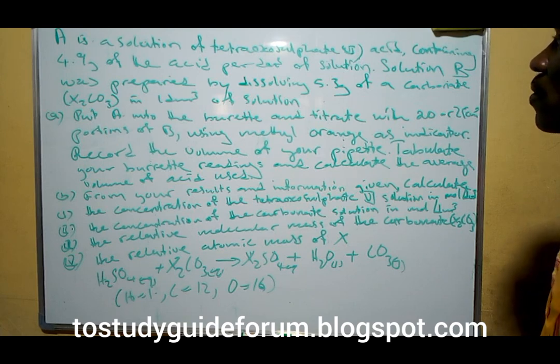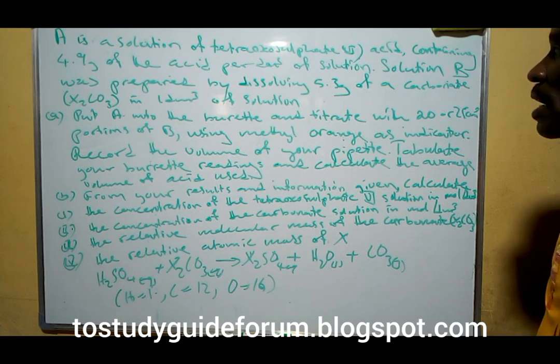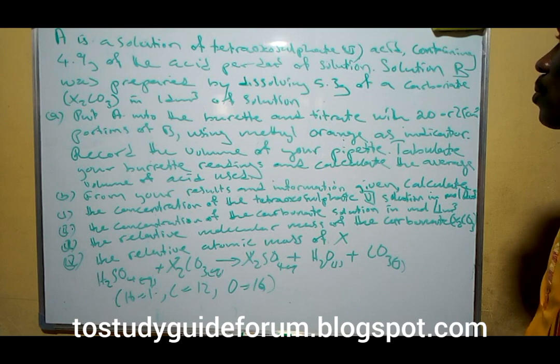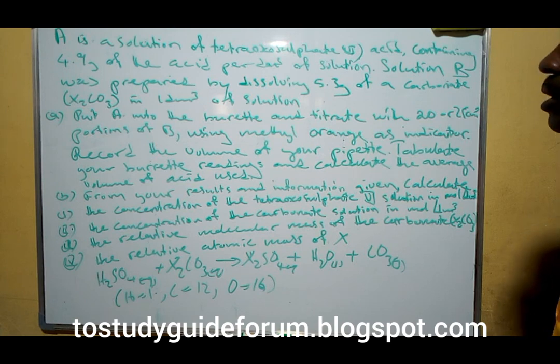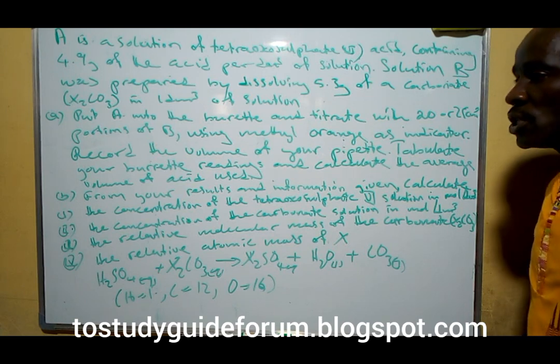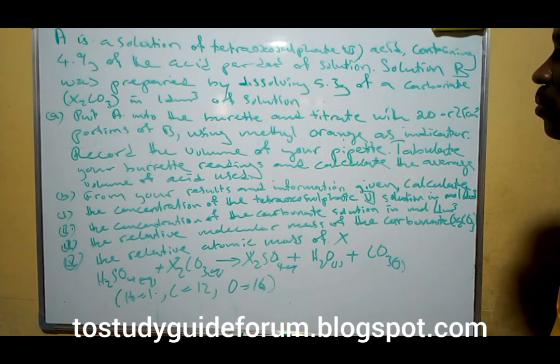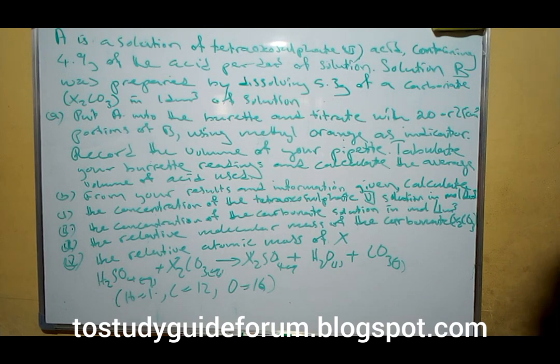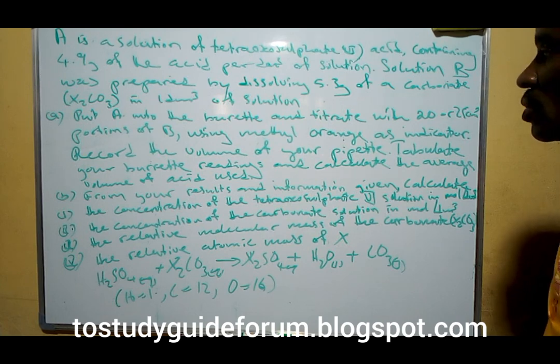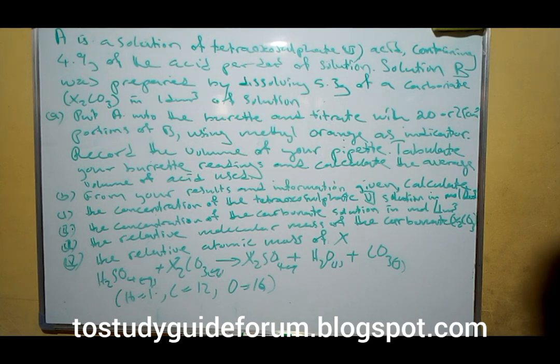A solution of the acid containing 4.9 grams of the acid per dm cube of solution. Solution B was prepared by dissolving 5.3 grams of a carbonate in 1 dm cube of solution. A. Put A into the burette and titrate with 20 or 25 cm cube of B using methyl orange as indicator. Record the volume of your pipette, tabulate your burette reading, and calculate the average volume of acid used.